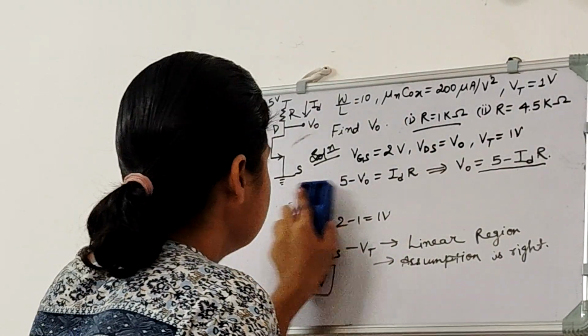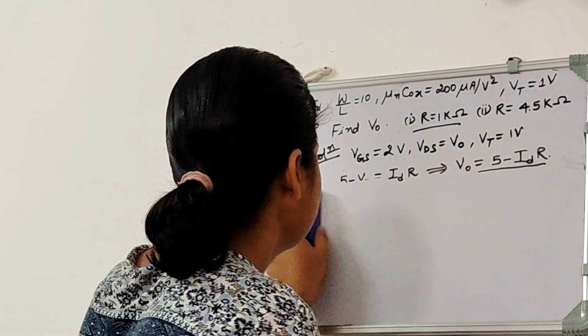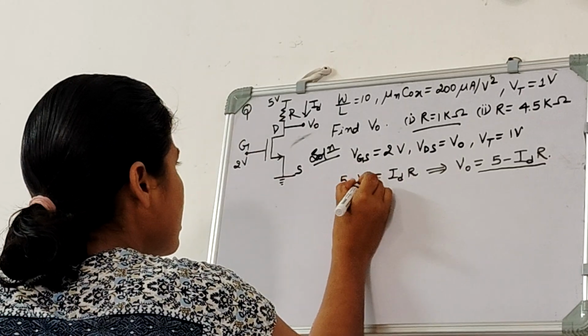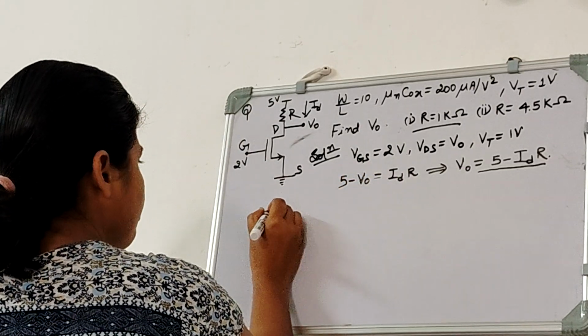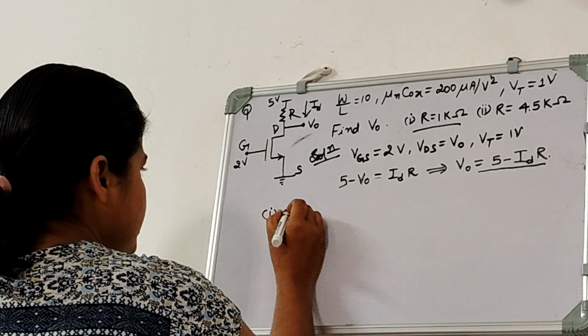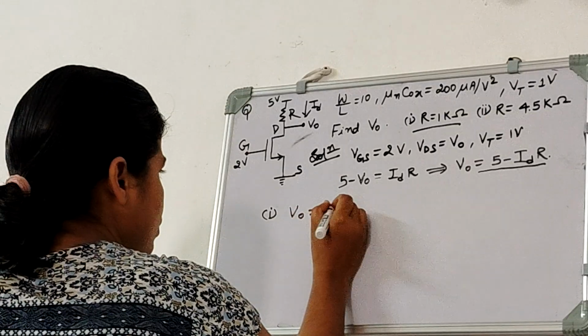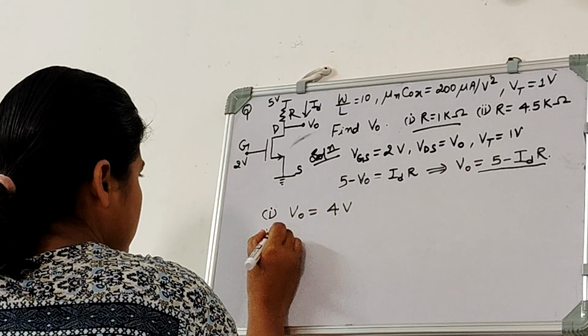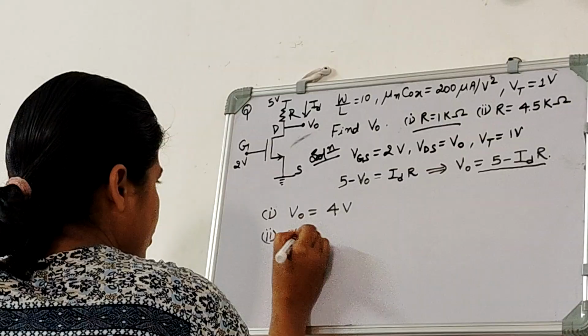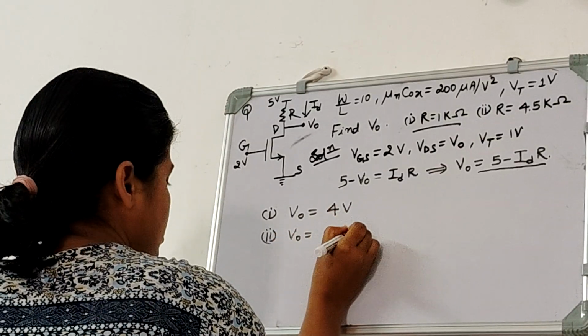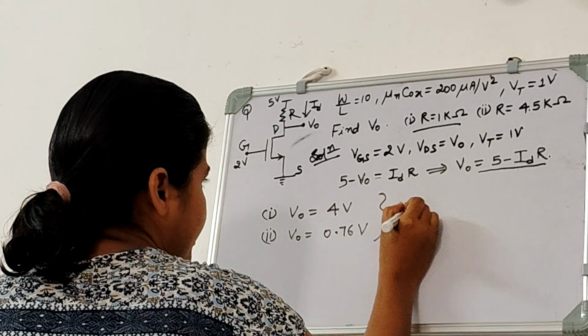Hence the final answer for both the questions is that for the first one, V naught equals 4 volt. The answer for the second question is that V naught equals 0.76 volt. So these are my answers.